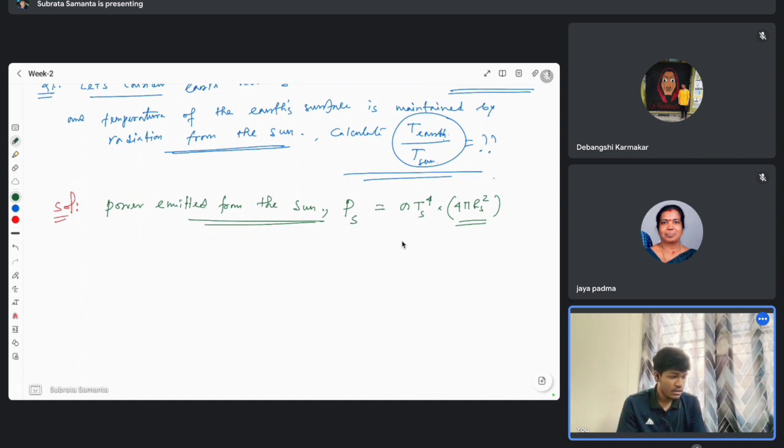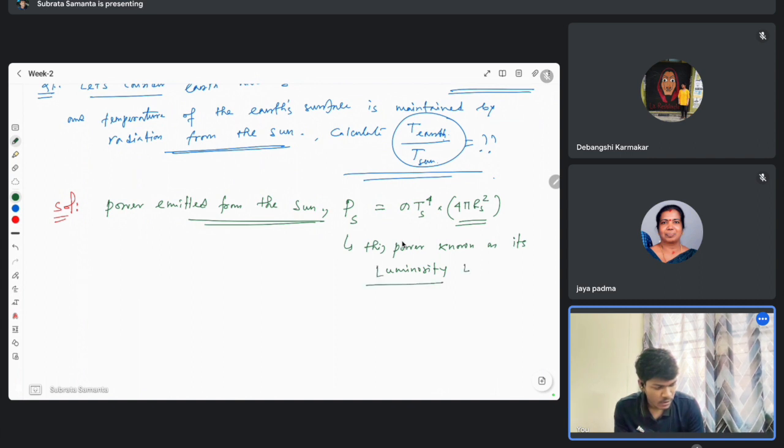This power is known as the luminosity. So what is the unit? The unit is the watt.